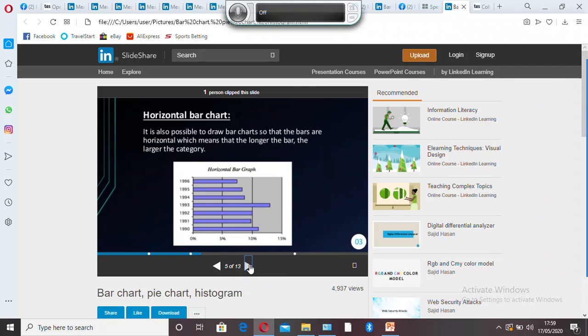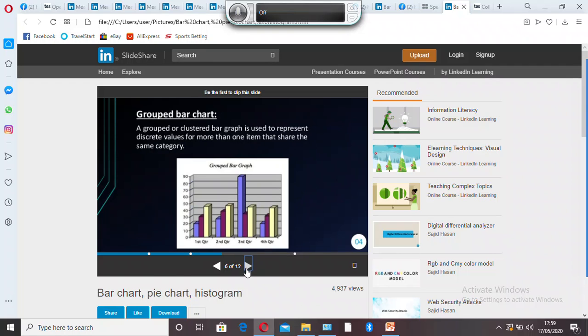So let's proceed. I said earlier that you can have horizontal bars, then you can have vertical bars. This is an example of a horizontal bar chart. It is also possible to draw bar charts so that the bars are horizontal, which means that the longer the bar, the larger the category. You will see clearly that this is the longest, so this tells you that this is the bar with the largest category. You can draw a bar graph facing this direction, like a horizontal bar graph, and you can also have the vertical bar graph.